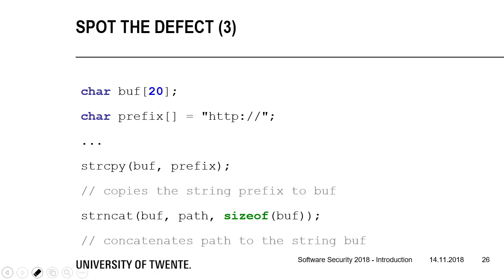Doesn't sizeof calculate the length of a string? No, sizeof buff is actually the size of the buffer. If we already have the prefix before, then the size of the buffer is 20, so we pass the size of 20 if we concatenate both. But what would be a correct value here as the third argument for string cat? The size of the buffer less the size of the prefix.